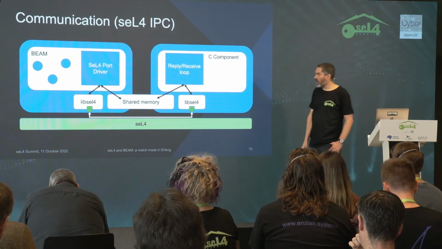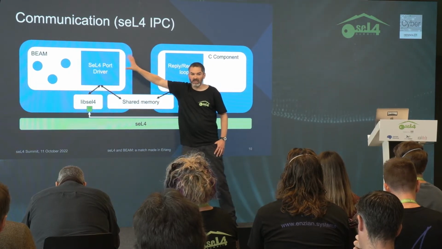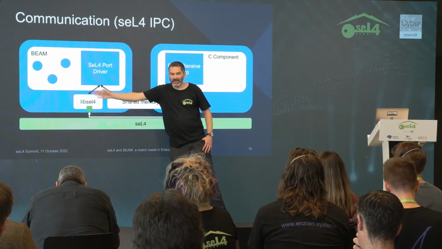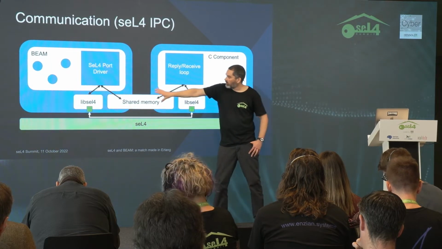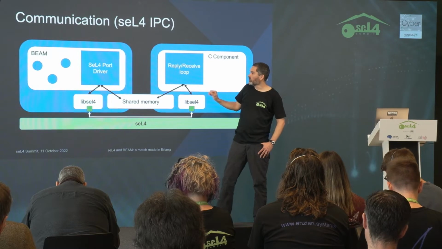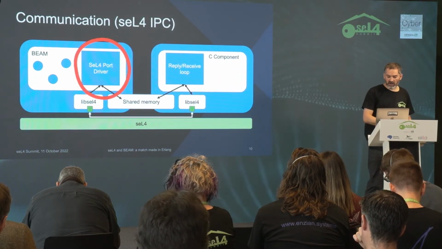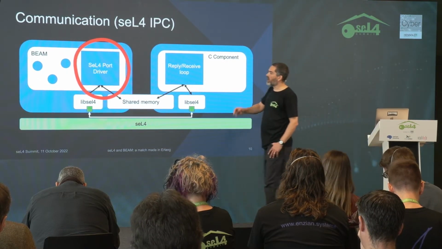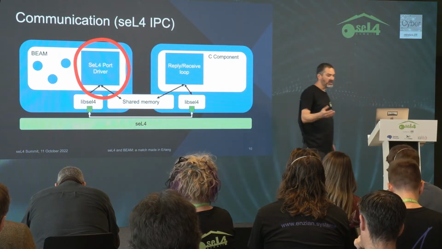So the basic approach is you write this port driver, which is native code that you inject into the Beam that knows how to do seL4 system calls, and it can communicate over endpoints. It can allocate shared memory. You can create your own channel with a C component that has its reply receive loop, and you can talk with that. So that's the basic way. It's very non-transparent. You're obviously talking seL4. So the thing we needed to do for that was write this seL4 port driver, this native code for Beam. Otherwise, it just works.